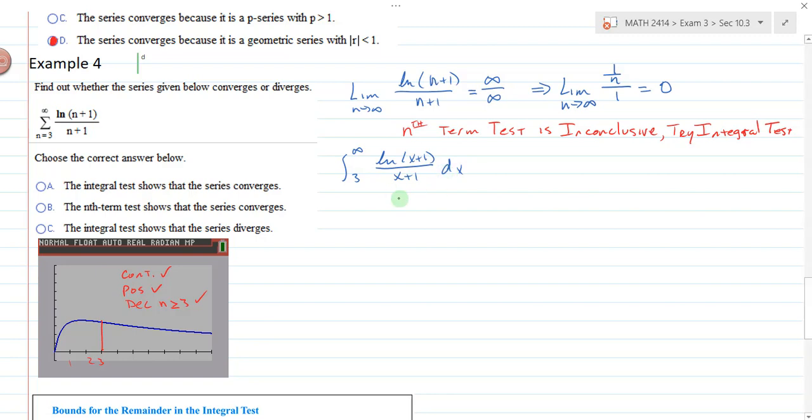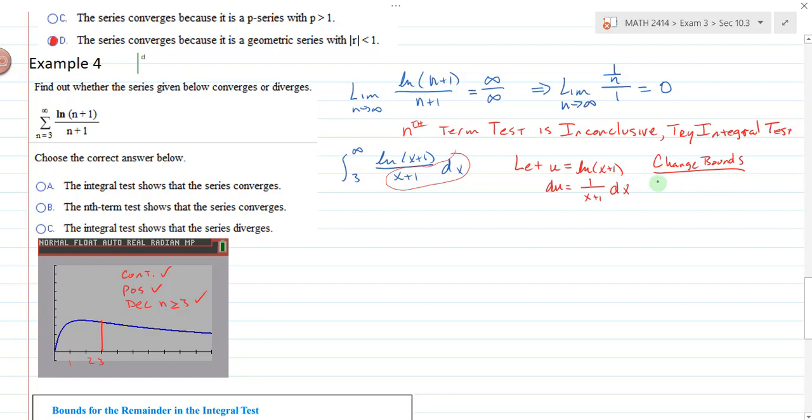How am I going to evaluate this integral? We're going to let u be equal to the natural log of x plus 1. What is du going to be equal to then? What's the derivative of the natural log of x plus 1? Well, the derivative of a natural log is the derivative of the argument over the argument. And notice I've got 1 over x plus 1 dx right here. And if I'm going to change my variable, I then need to change my bounds.